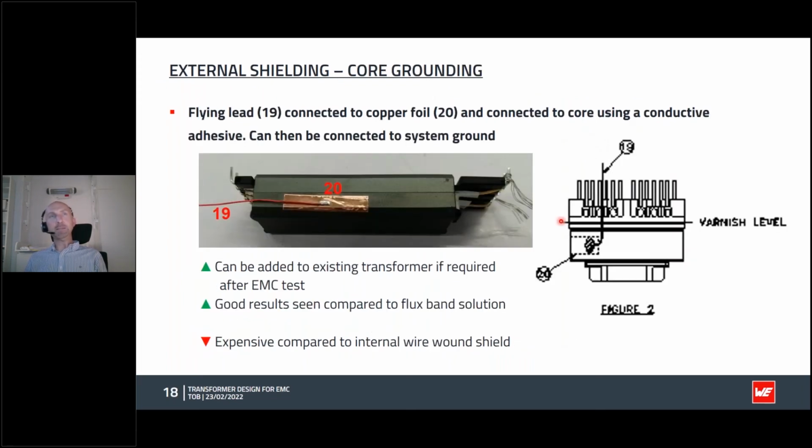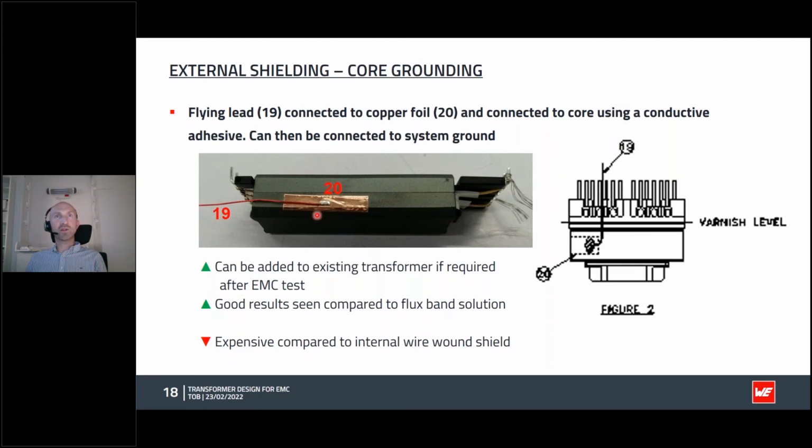transformer has been developed. Another thing that can be done and can have actually quite good results as well is transformer core grounding. This is where we ground the core, so we basically connect it again to a quiet node. So we have a copper foil tape with a conductive adhesive on the other side of that, that's stuck to the core, and then that is connected with a wire to one of the quiet nodes again. And so that stops the core from being a floating object and grounds it.